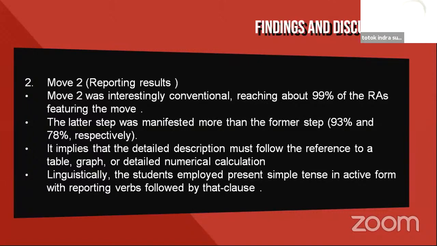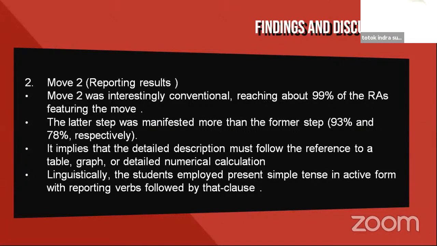Now let's talk about the steps. The latter step was manifested more than the former step, with 93% and 78% respectively. So it is nice to find that the researchers also used the steps in Move 2. There are two steps, at 93% and 78%.